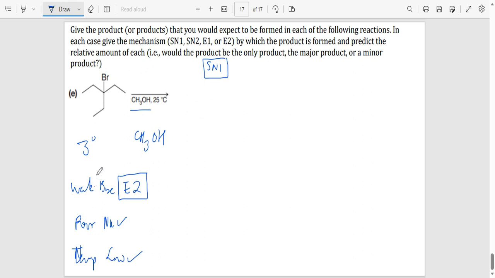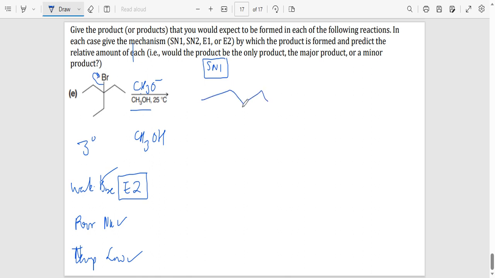Because we're also using a weak base. If the base was somehow stronger, the reaction would be more by E1. So then what is going to happen is that this base, the same solvent we are using as a base, the proton is going to be released. And so this is going to attack this position. Now before attacking, remember this is SN1. There's first a spontaneous removal of this bond, or the breakage of that bond.